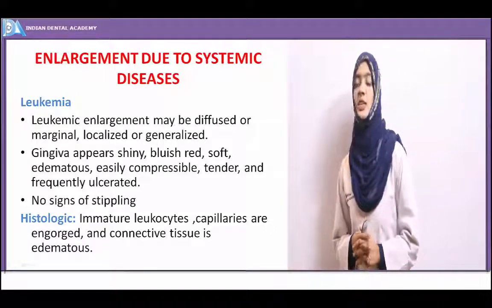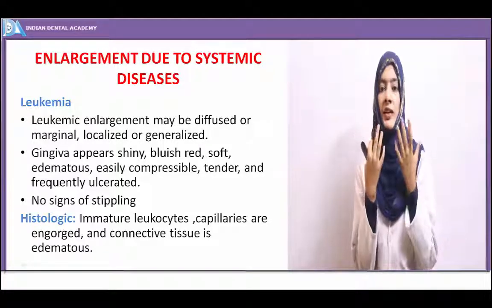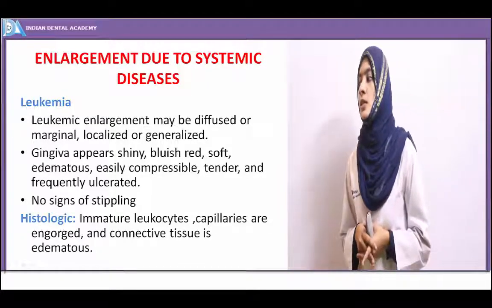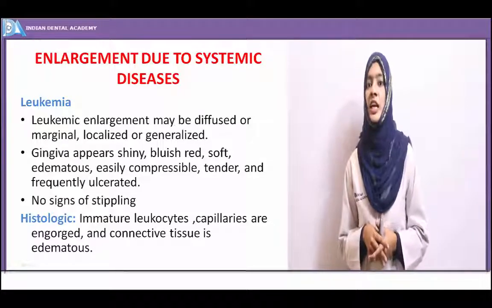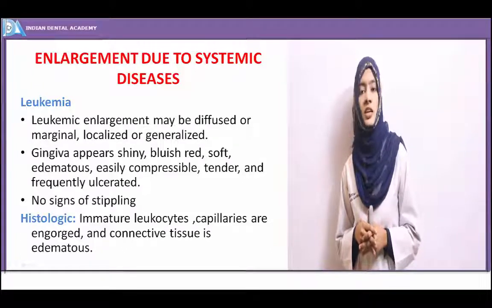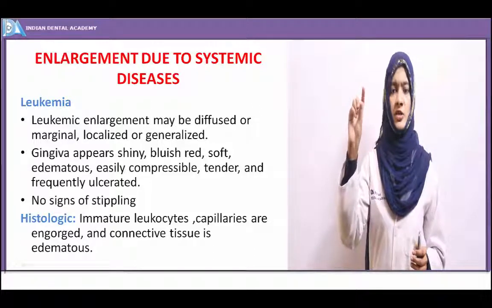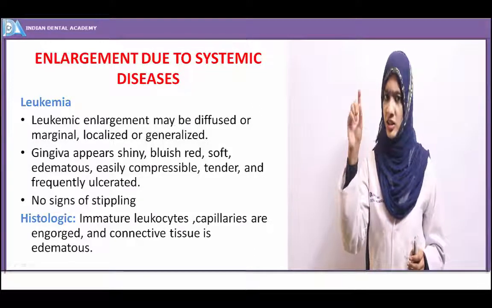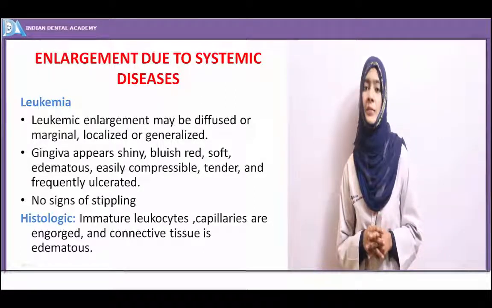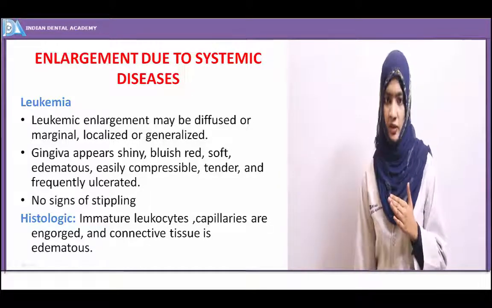So the leukemic enlargement may be diffuse. It involves the buccal mucosa, the lingual mucosa, the alveolar mucosa, the whole of the gingiva, marginal, attached, all. Whenever the gingiva is enlarged, it appears shiny, reddish or bluish red. It is edematous, soft, and compressible. When you compress the enlargement with a finger, it is very soft and gets compressed, and it is very tender, and frequently shows ulceration, and there is an absence of stippling because of the underlying inflammation present here.